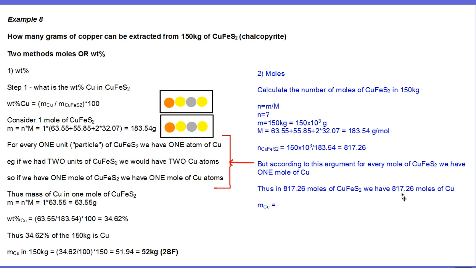And now because we know the moles of the copper, we can find the mass of the copper. Now mass is number of moles times molar mass. We've just calculated the number of moles, which is 817.26. We know the molar mass of copper from the periodic table, which is 63.55. So now we can say the mass of copper we're going to get is 51,937 grams, but to two significant figures, it's 52,000 grams, which is the same as the answer we got in the first part.